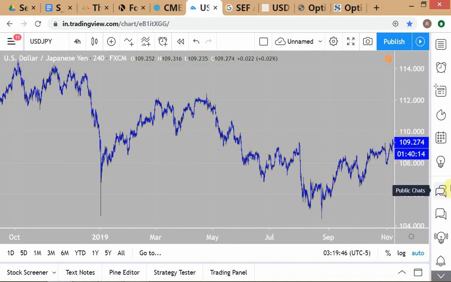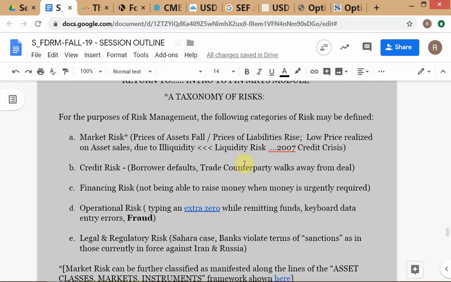So that's the first point to get out of the way as far as risk is concerned. All right. So the first point is clear. These are all in your notes, so everything is written down.